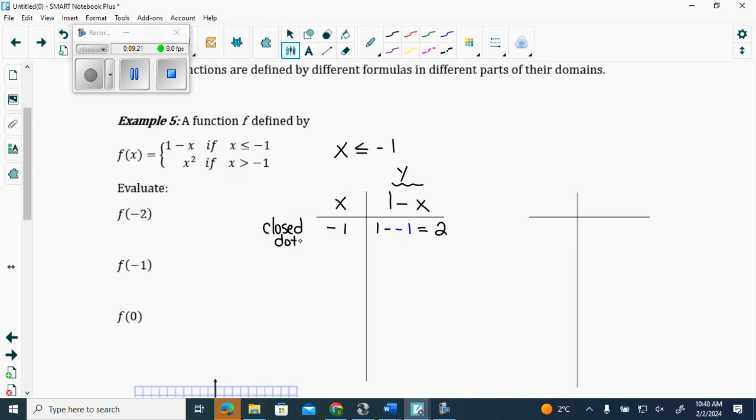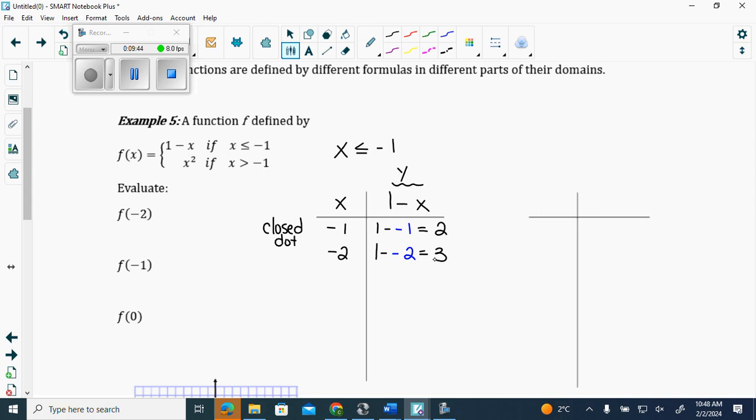Now I need to pick domains that are less than or equal to -1. So I start at -1. Where should I go to next? X equals what? Starting at -1, I need to go less. You do -2. Then I go 1 minus -2, and so it gets me 3.